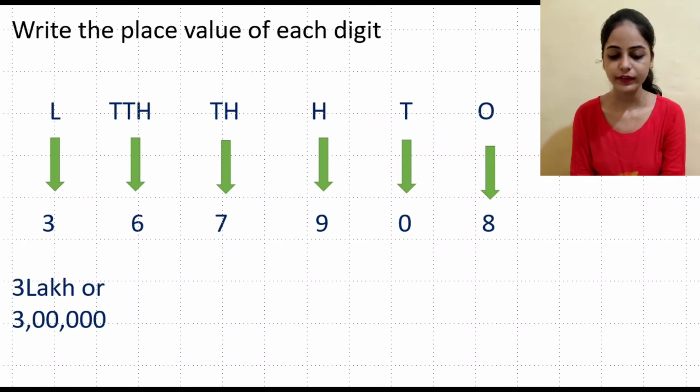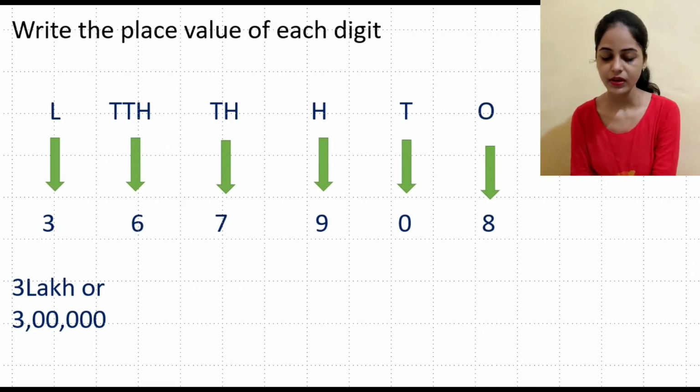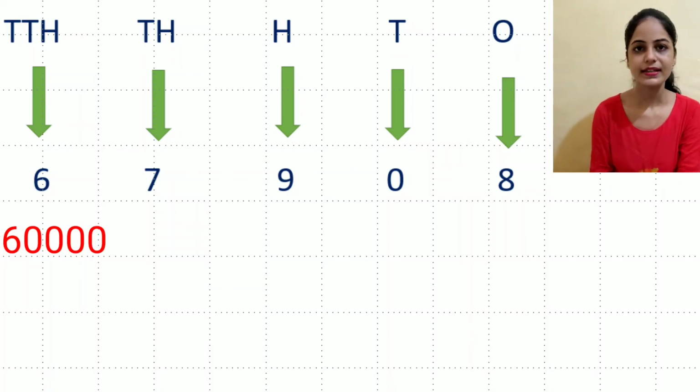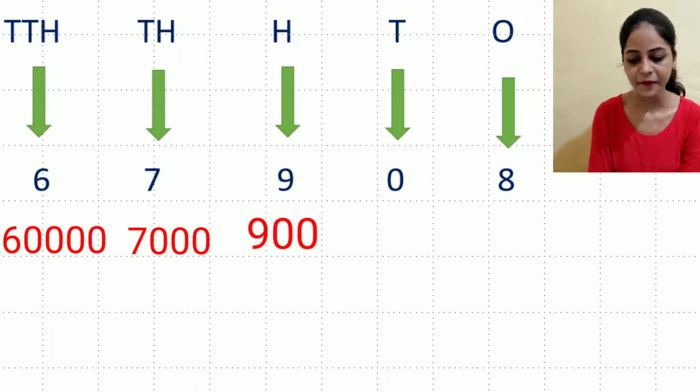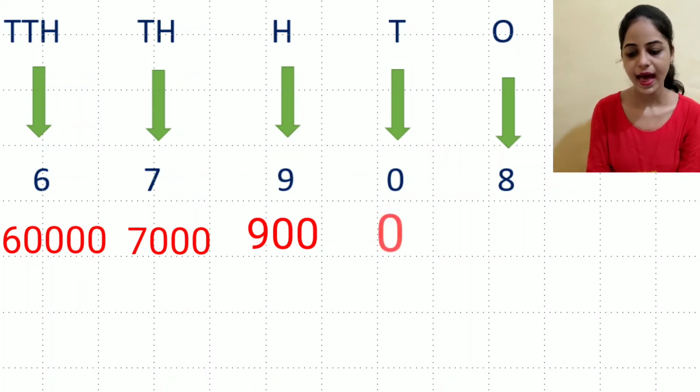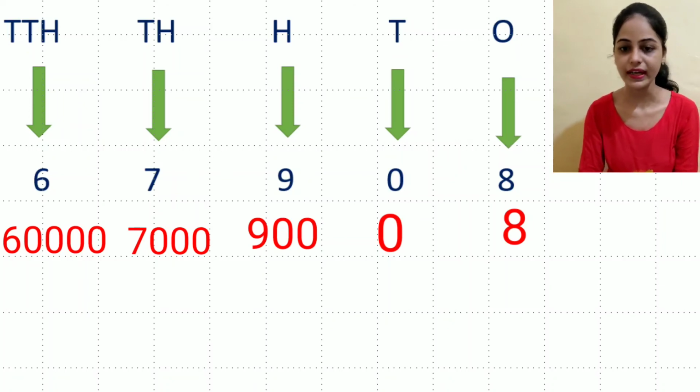3 is in the place of lakh, so we write 3 lakh in words, or you can also write in numbers 3 lakhs. 6 is in the place of 10,000, so you can write 60,000. 7 is in the place of 1000, so here we write 7,000, and 9 is in the place of 100, so here we write 900, and 0 is in the place of tens. If we multiply by 10, 0 into 10 gives us 0, so you have to write 0, and 8 is in the place of ones, so you write 8. So we get the place value of each digit.